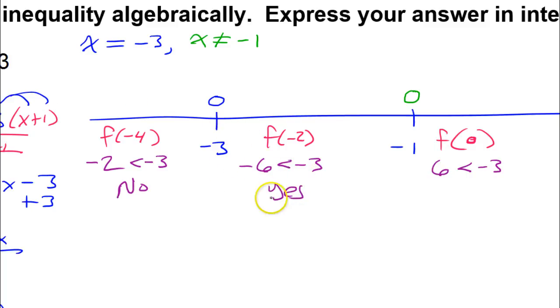-6 would be further to the left, so that is less than -3. Is +6 less than -3? Clearly not. That's a positive number and that's a negative number. So the yes shows me where my solutions are, which are right in here.